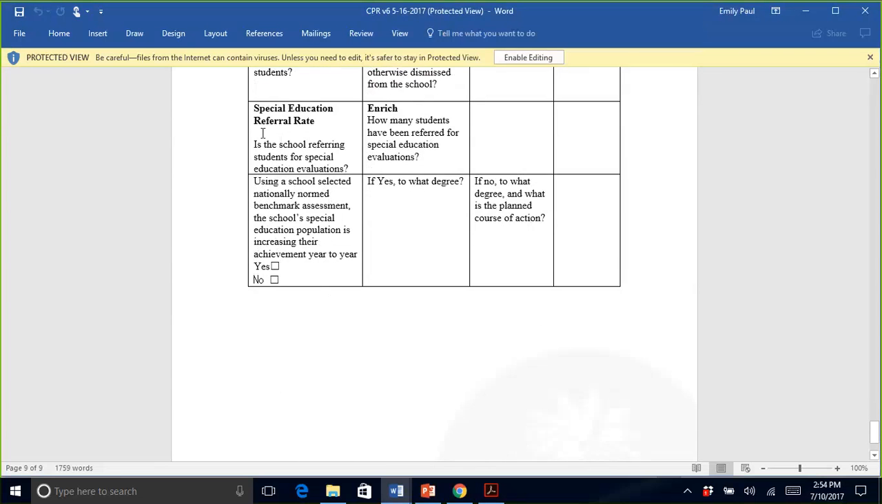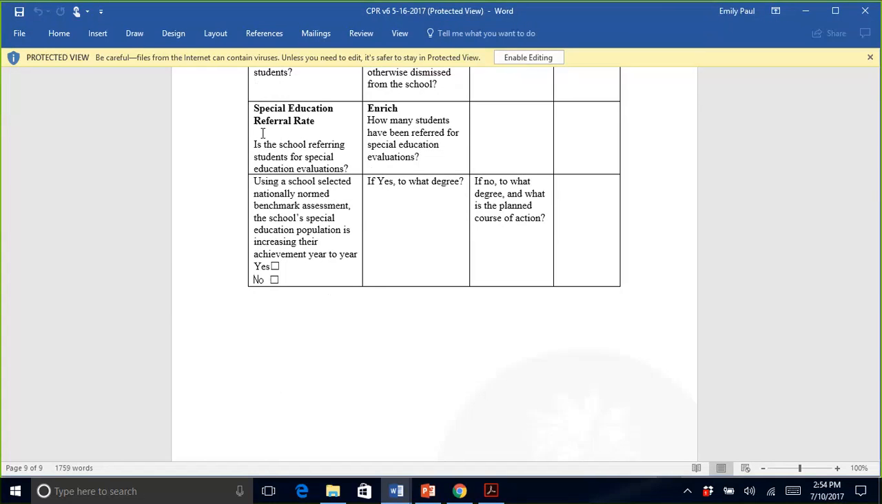And then the referral rate. We also want to look at whether you are referring students for special education at a higher rate than average. We'll look at that rate and have a discussion if it's too high or too low. And then the last question is, using a school-selected nationally normed benchmark assessment, I believe all of your charters require that, is the school's special education population increasing their achievement year to year?